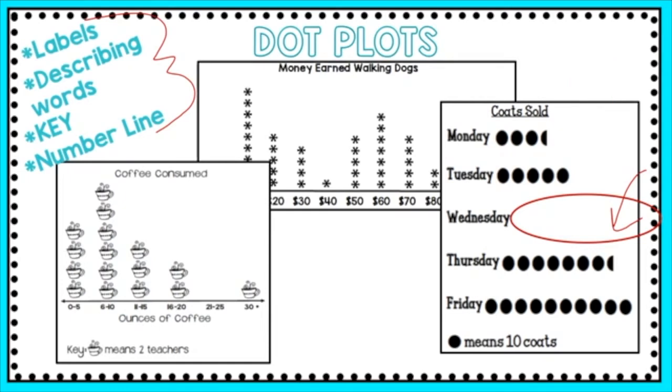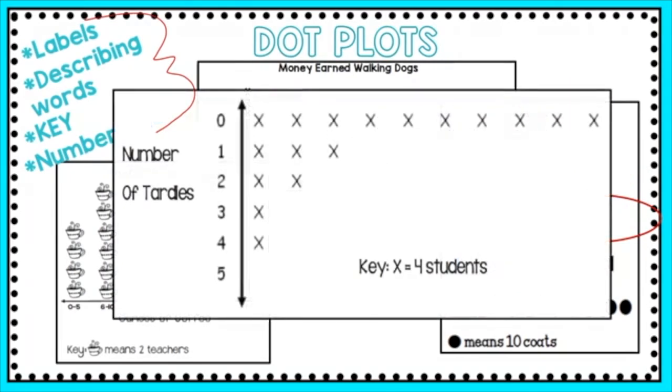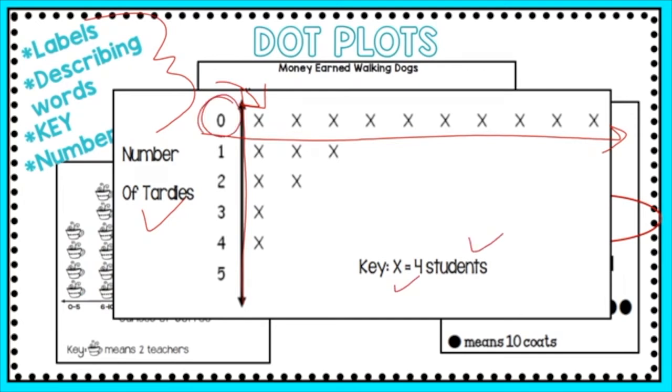And then one more example of dot plots that I'd like for you to see is this one. It's similar to the one I just mentioned. As you can see, your dots are X's, and you have a number line moving up and down, and 0 is moving across this way. So this is about tardies, and my key tells me that every X represents 4 students. So the number of students with 0 tardies are in this row right here.